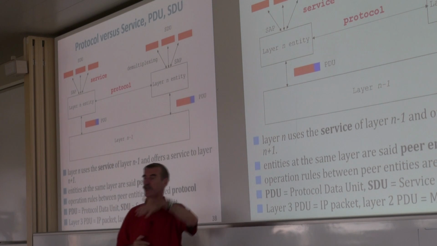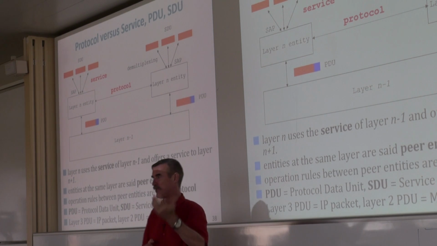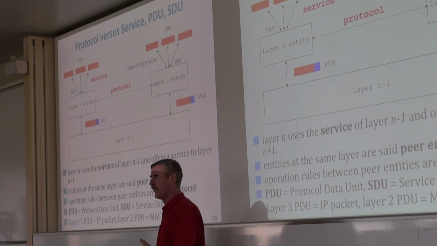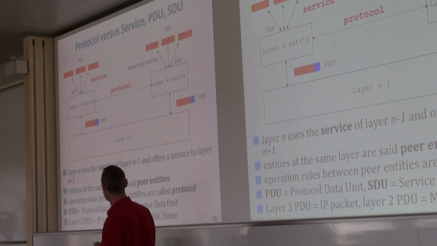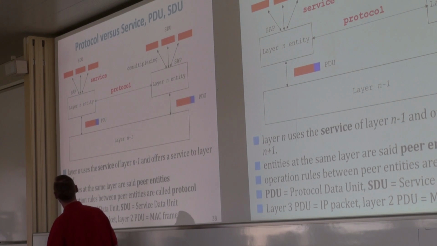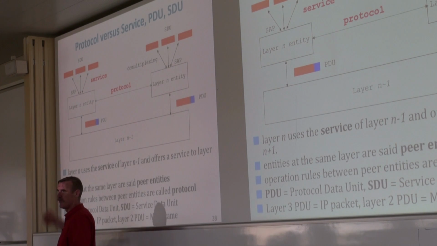It has an interface to the layer above. It provides a service to the layer above. And it has an interface, which we call a protocol, to the other systems that are at the same layer. The protocol data units and the service data units are the things that are exchanged over this interface.